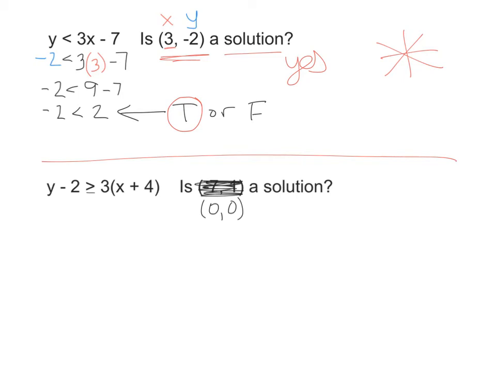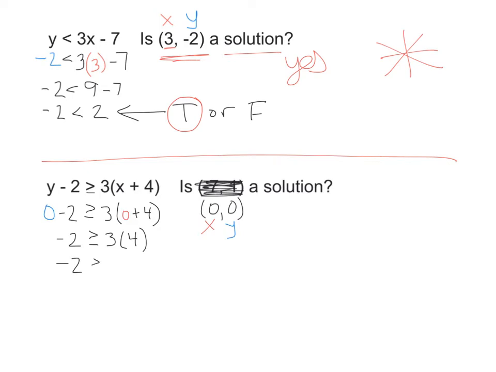All right, we're going to put a 0 in for x, and we're going to put a 0 in for y. It's a very common point we're going to use, 0, 0. So we're going to put a 0 in for y right here. 0 minus 2 is greater than or equal to 3 times the x value of 0 plus 4. 0 minus 2 is negative 2, work on your integer work there, is greater than or equal to 3 times 0 plus 4? Well, that's 4.